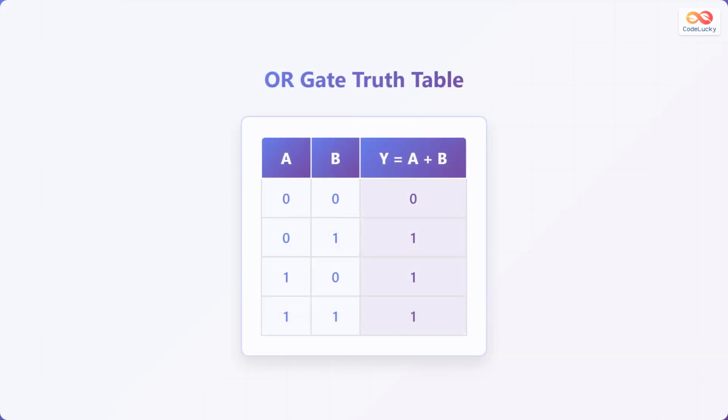This is the truth table for an OR gate. When input A is 0 and input B is 0, the output Y is 0. When input A is 0 and input B is 1, the output Y is 1. When input A is 1 and input B is 0, the output Y is 1. When input A is 1 and input B is 1, the output Y is 1. The equation for the OR gate is Y equals A or B, also written as Y equals A plus B.